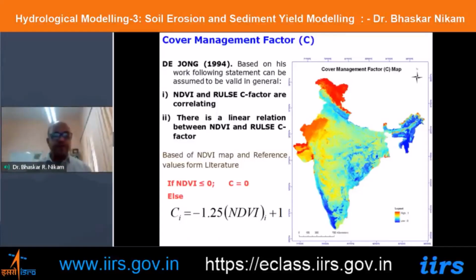So the K factor will not be able to tell us whether it is exposed or not. But the cover management factor will tell us, because if the soil is bare, the value of reflectance or NDVI will be different. If the soil is covered by water, the value of NDVI will be different. If the soil is covered with vegetation, the value of NDVI will be different. If the soil is bare but moist, the value of NDVI will be different.